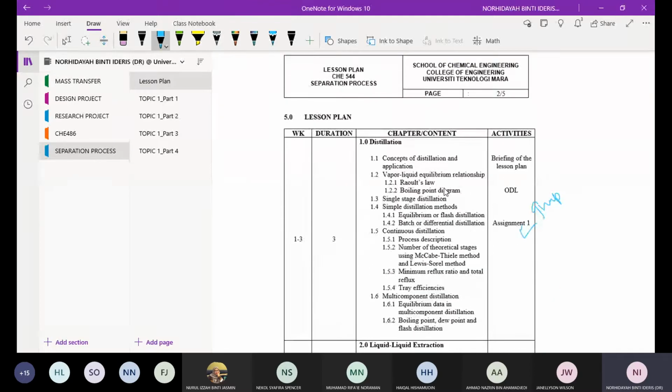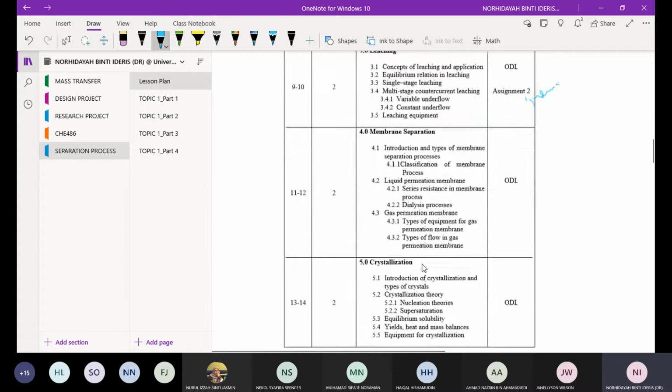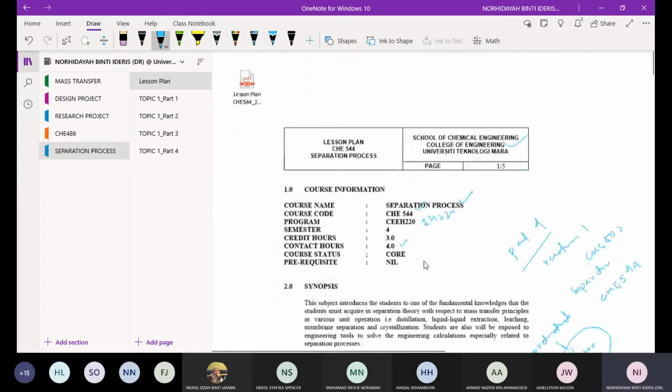Okay, but this separation process, okay, CHE544 ni, all the 5 topics that you're going to learn about the separation process. Okay, so kalau ikutkan sekarang ni, all together, you have learned by the end of this semester 8 different processes lah, kan, sebab 3 daripada mass transfer and 5 daripada separation process. Okay, alright, so alright.